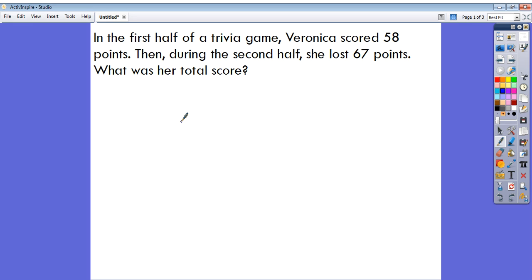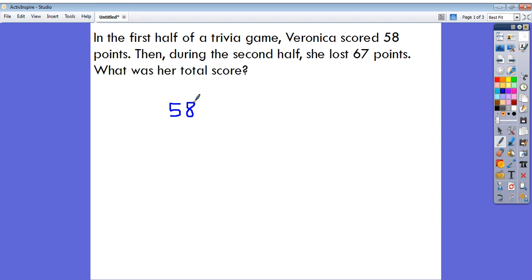Whenever I think about integers, positive and negative whole numbers in word problems, I always think about starting at 0. So when Veronica started this game, she had 0 points, and then she scored 58 points. I know that that is a positive 58. So right now, her score is 58.